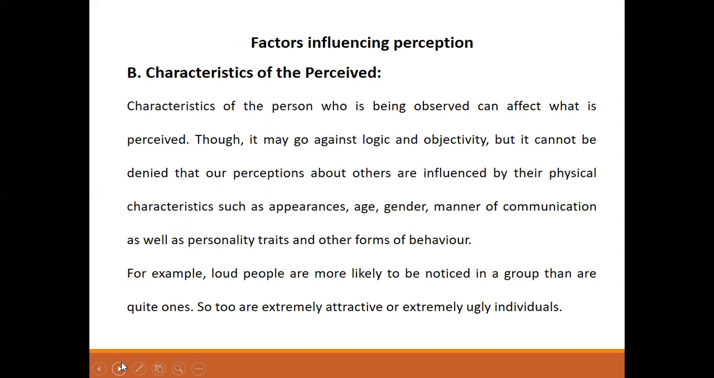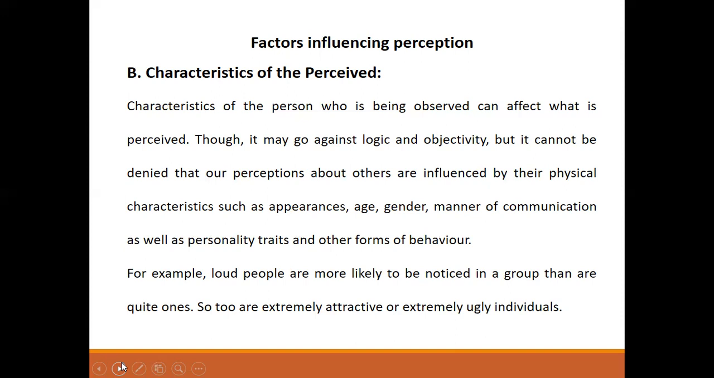Characteristics of the person who is being observed can affect what is perceived. Though it may go against logic and objectivity, it cannot be denied that our perceptions about others are influenced by their physical characteristics, such as appearance, age, gender, manner of communication, as well as personality traits and other forms of behavior. For example, loud people are more likely to be noticed in a group than quiet ones.